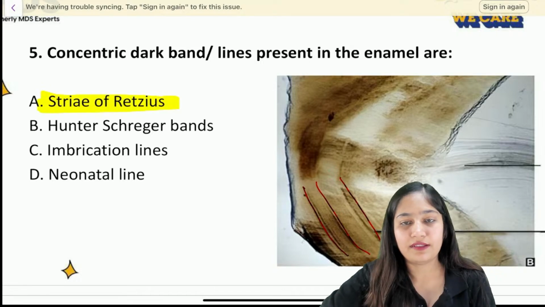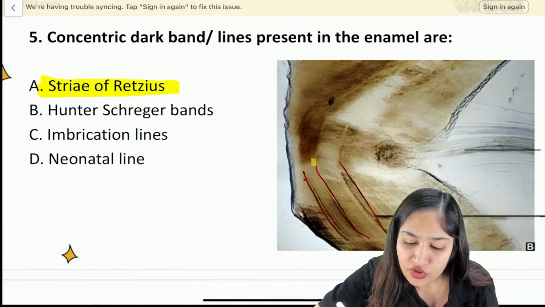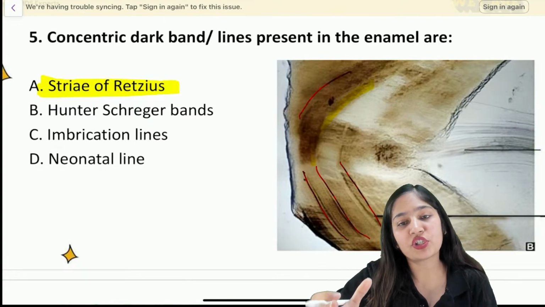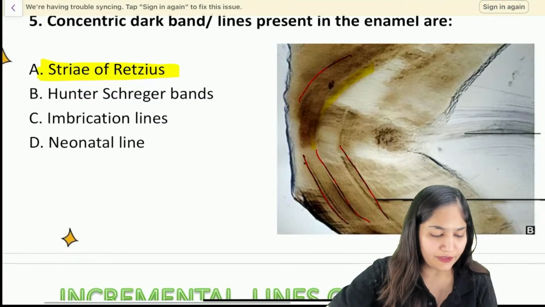Striae of Retzius. These are striae of Retzius. So you can see the presence of dark bands. These bands depict what? Successive deposition of enamel. Concentric dark bands depict the successive deposition of enamel.